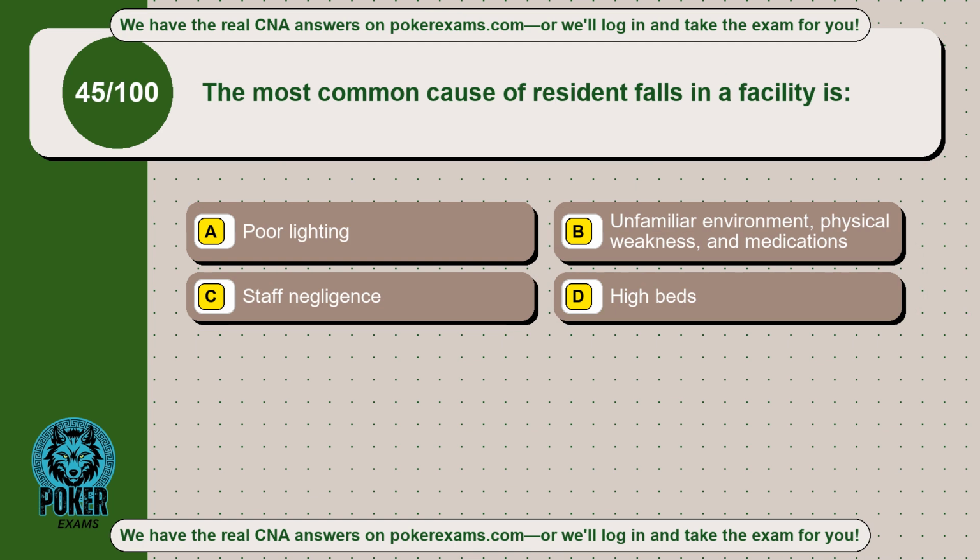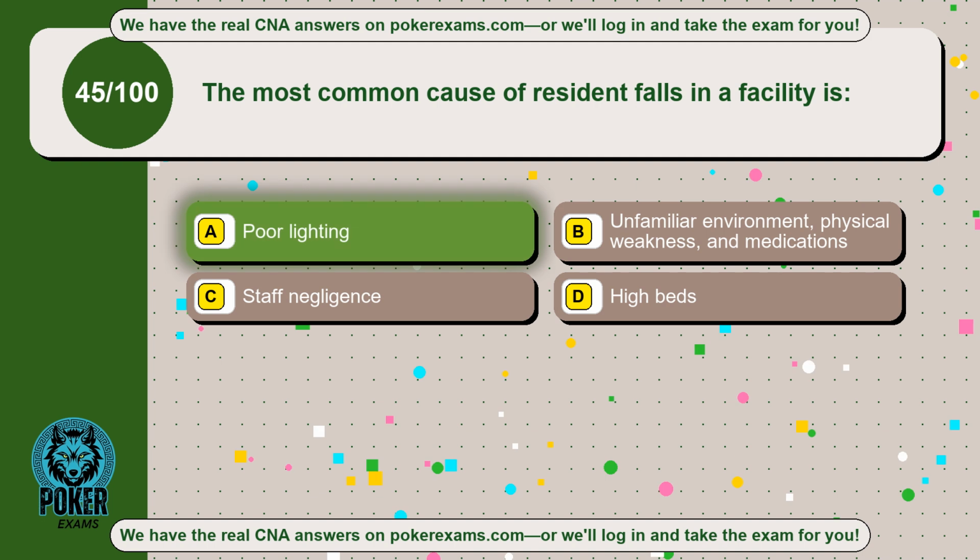Question 45. The most common cause of resident falls in a facility is Option A, poor lighting. Option B, unfamiliar environment, physical weakness, and medications. Option C, staff negligence. Option D, high beds. The correct answer is option A.